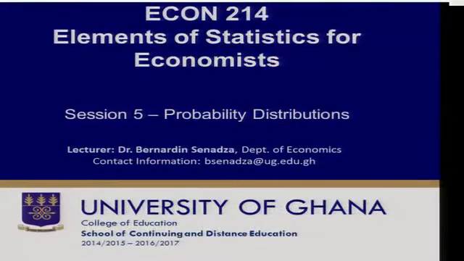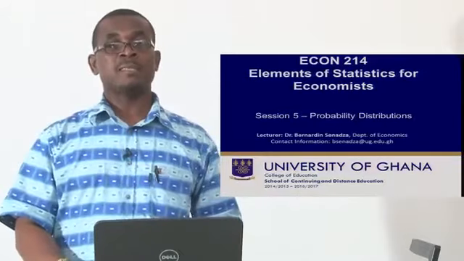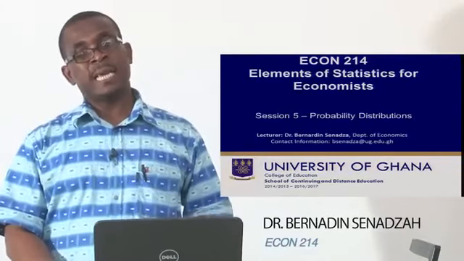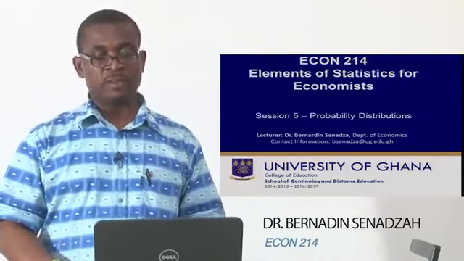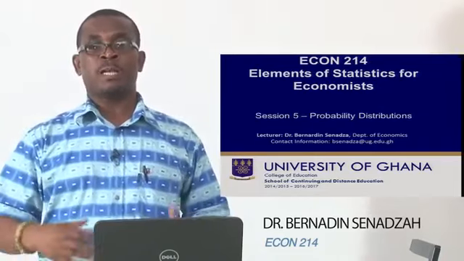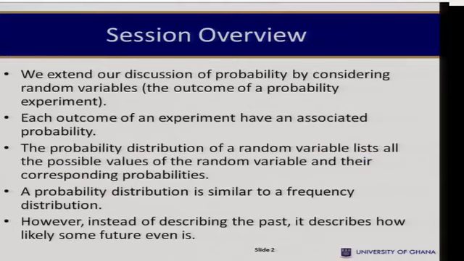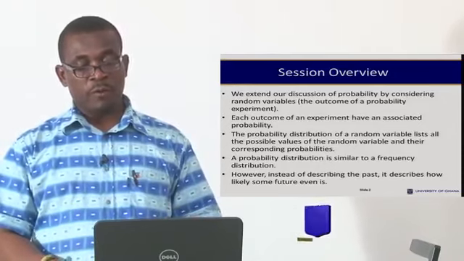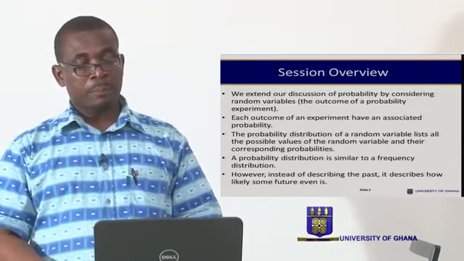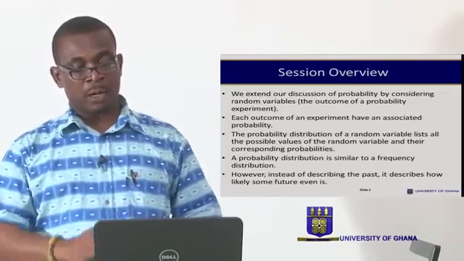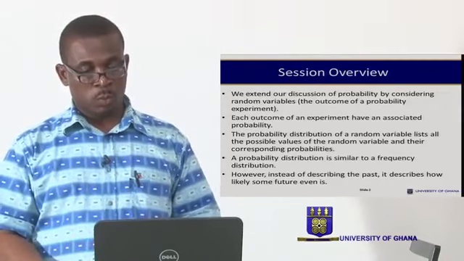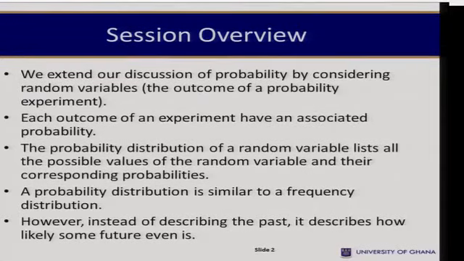Hello again. In our previous session, we started discussing probability, and I indicated that it was the foundation for statistical inference. With the background in probability, we will now introduce probability distributions in session 5. Each outcome of an experiment has an associated probability, as we saw previously. The probability distribution of a random variable basically lists the possible values of the random variable and their corresponding probabilities.